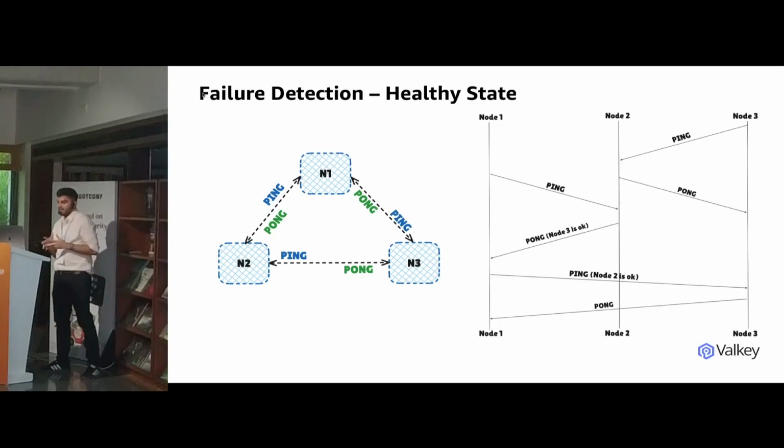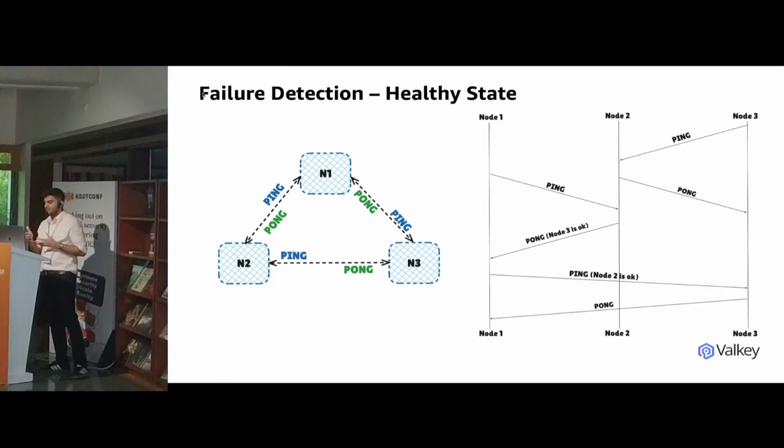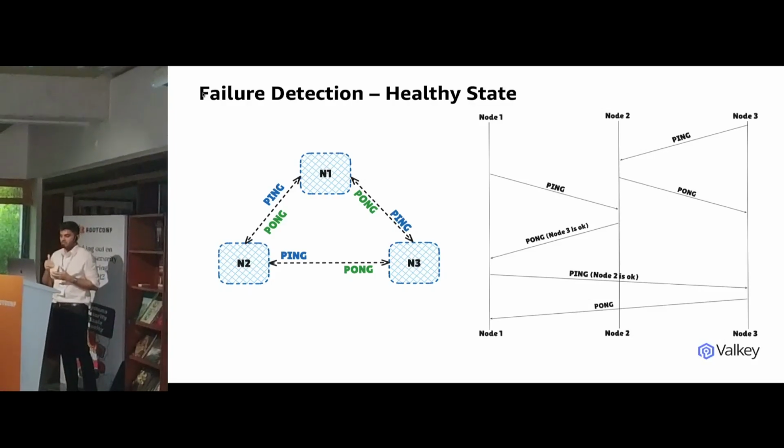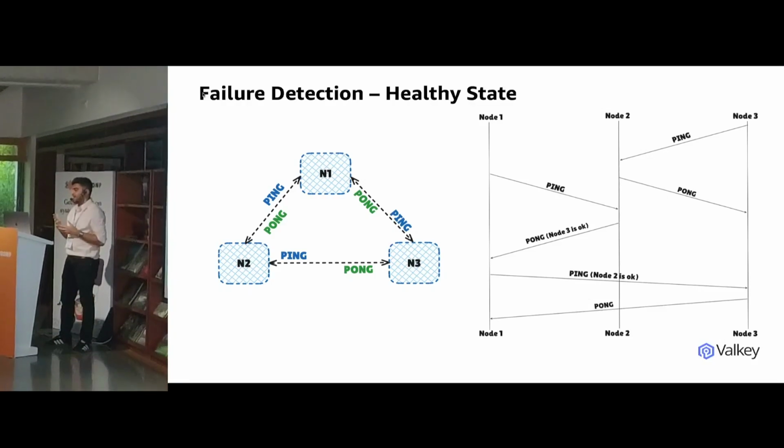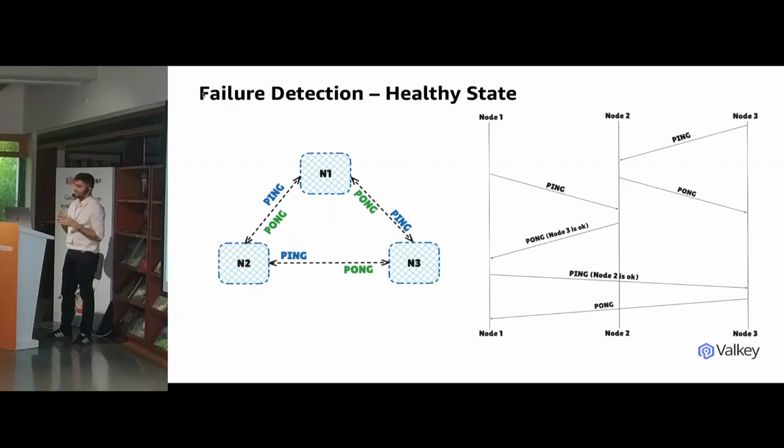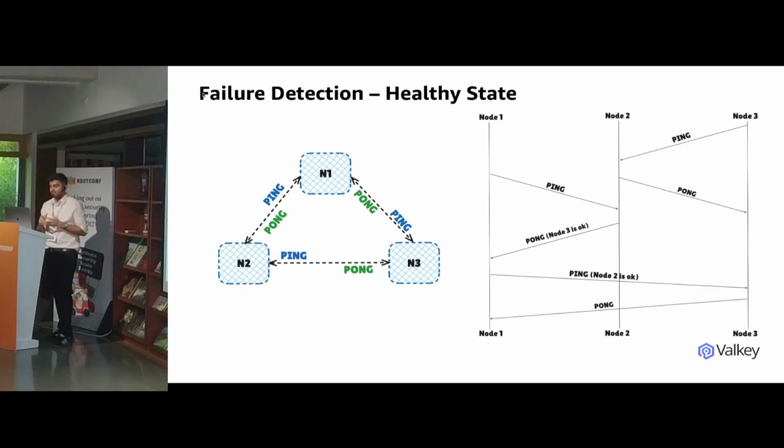If you take a look at this most basic use case, node 1 sends a ping to node 2, and node 2 responds back with a pong, but it also piggybacks some additional information that node 3 is also healthy. Similarly, node 3 had sent a message earlier on to node 2 with a ping, and node 2 responded back with a pong. So node 2 is aware that both node 1 and node 3 are healthy and can exchange some additional information with the other nodes.